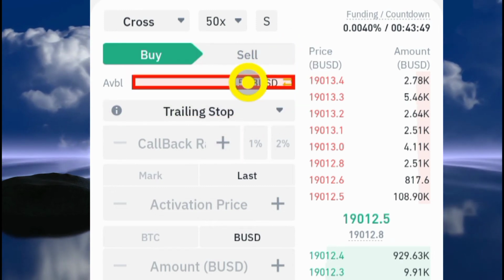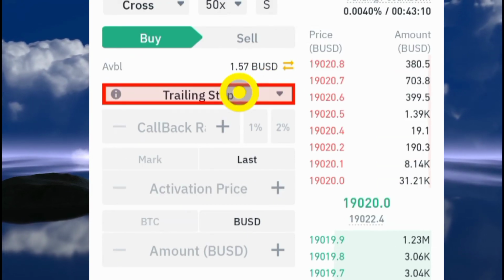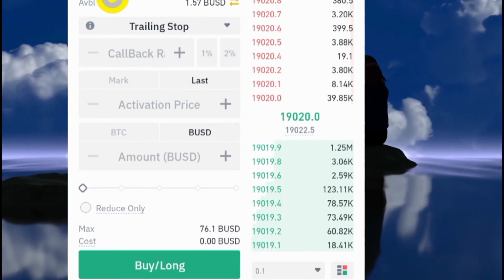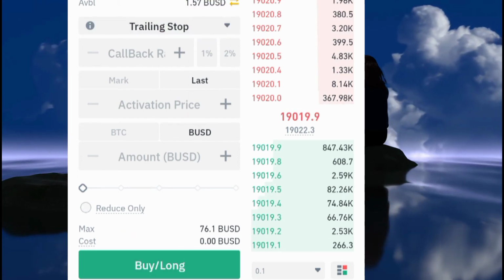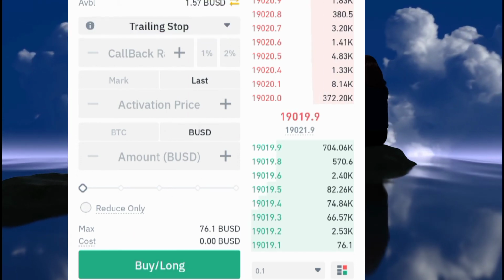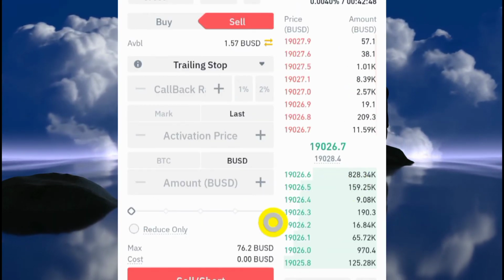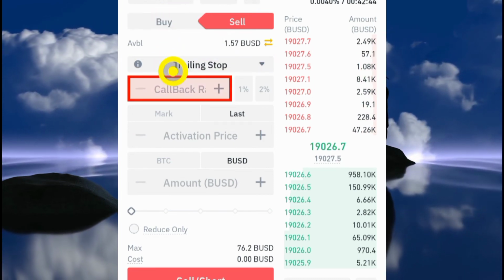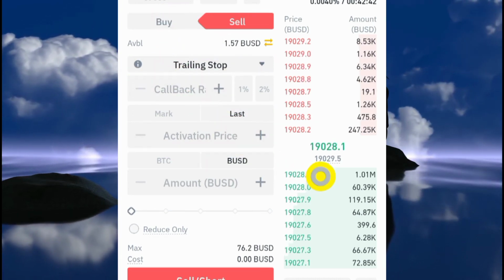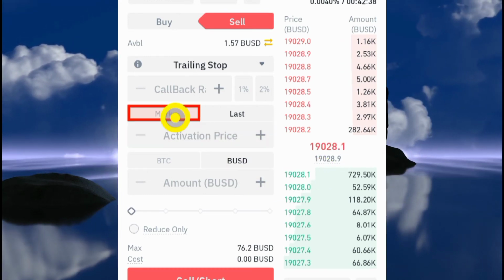Okay, so when do you use a trailing stop? Let's say you bought Bitcoin, you went long on Bitcoin. You would need to create a sell order to prevent a loss. If you shorted Bitcoin, you would need to create a buy order with a trailing stop to prevent you from making a loss. So basically, what a trailing stop does is prevent you from making a loss.